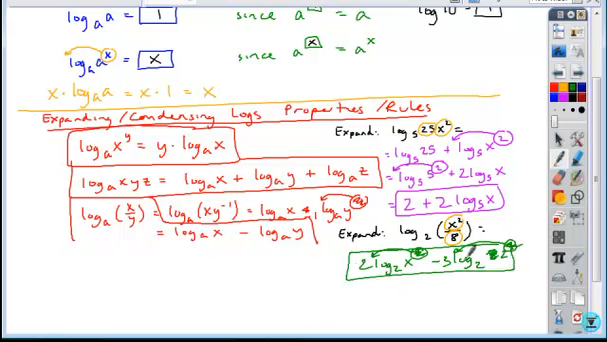2 log base 2 of x minus 3 log base 2 of 2. So what is the log base 2 of 2 here? It has a value of 1. So we wind up with 2 log base 2 of x minus 3 times 1, or 3.